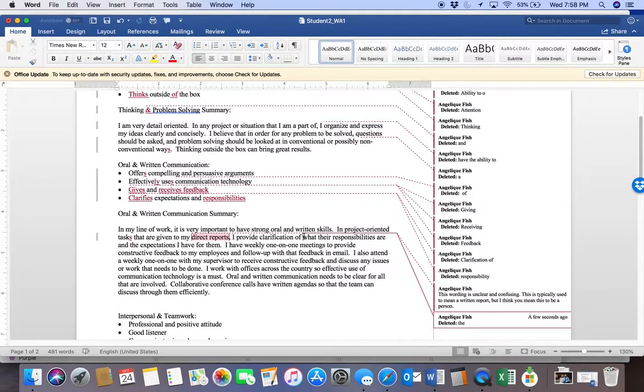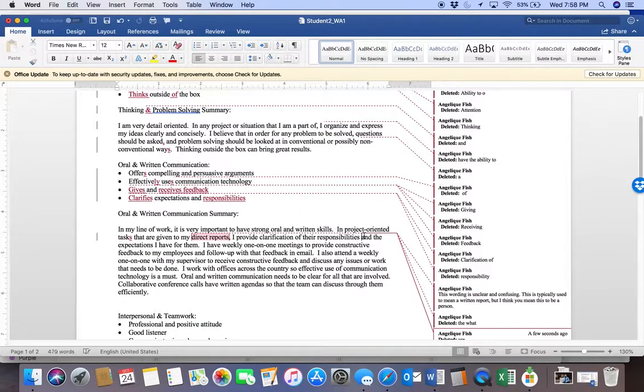All right. I provide clarification of what the responsibilities are and the expectations I have for them. I would just change this. I would provide clarification of their responsibilities and, okay, there. I have weekly one-on-one meetings to provide constructive feedback to my employees and follow up with that feedback in email. So this is actually not going to be hyphenated, because if you're saying like a follow-up email, follow-up would be describing email, so then it would be hyphenated because it's one word technically. But we're saying I follow up with, so that's two words.